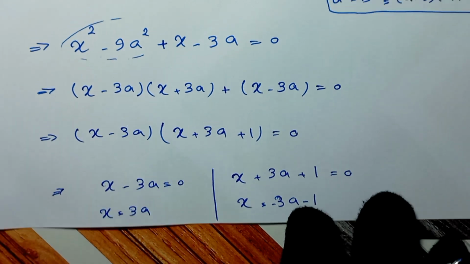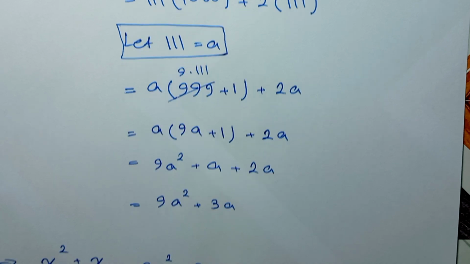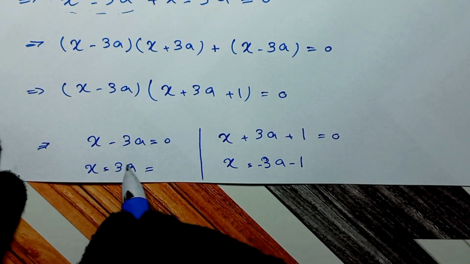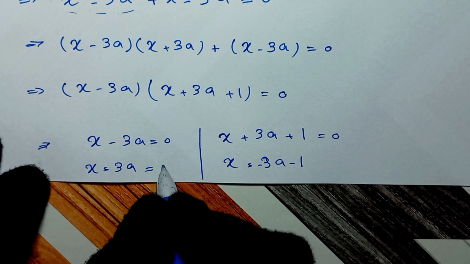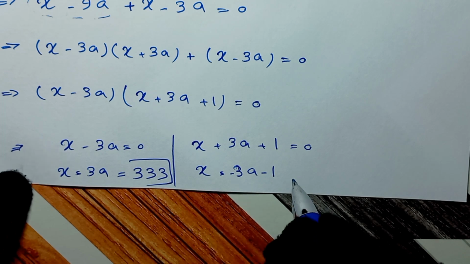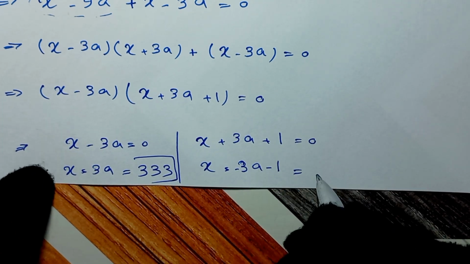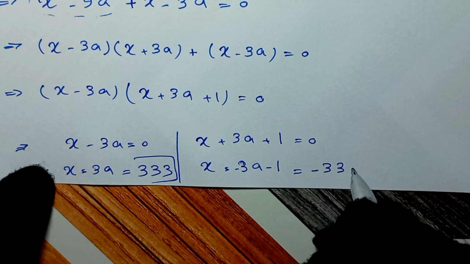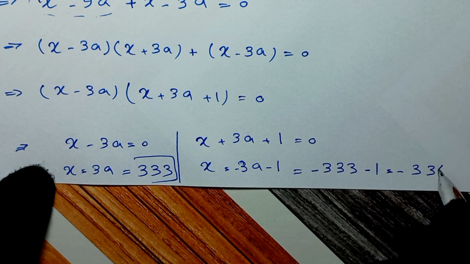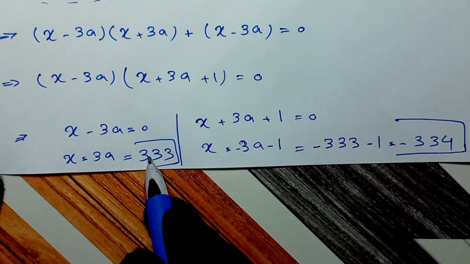And recall that a is equal to 111. So here, x will be 3a, and 3 times 111 is 333. And from here, it will be negative 3a, and negative 3 times 111 is negative 333, and minus 1, so it will be negative 334. So we find two values for x.